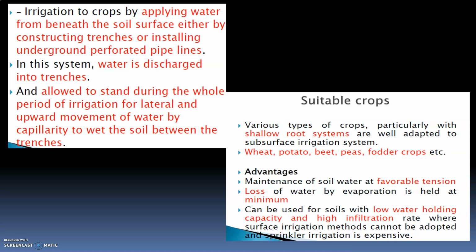The advantage of this system is maintenance of soil water at favorable tension. Loss of water by evaporation is held at minimum, and it can be used for soils with low water holding capacity and high infiltration rate, where surface irrigation methods cannot be adopted and sprinkler irrigation is expensive. So this is about subsurface irrigation method.